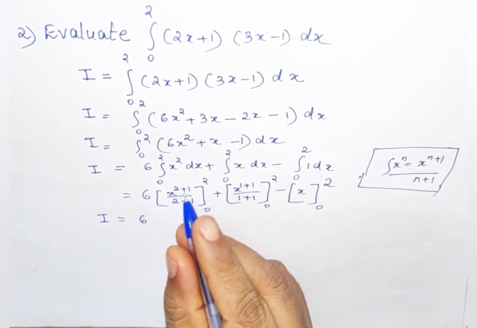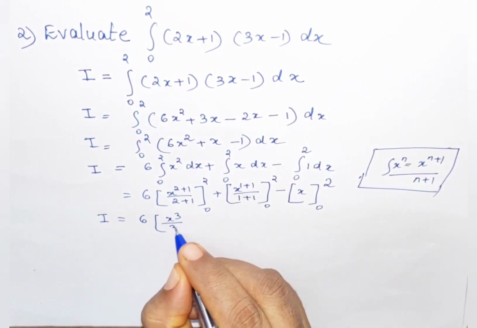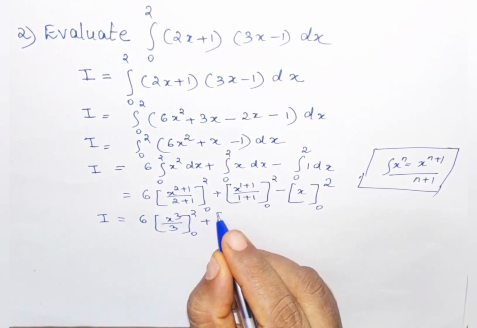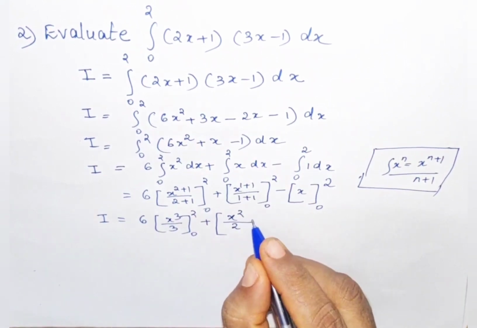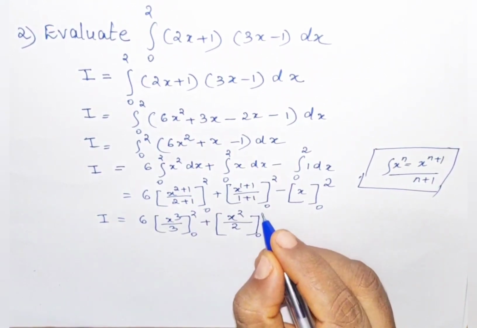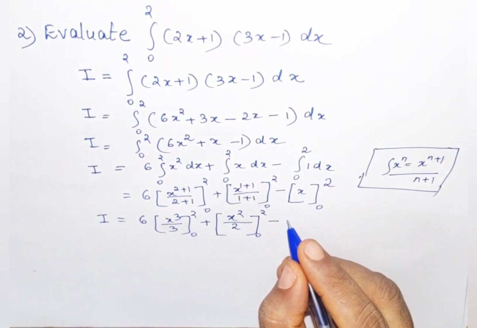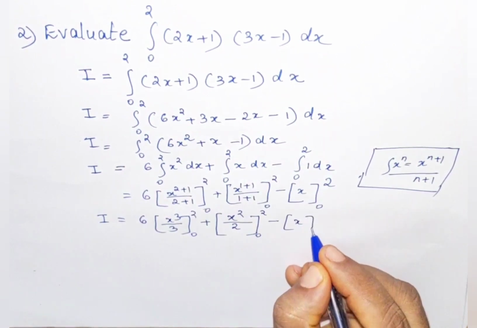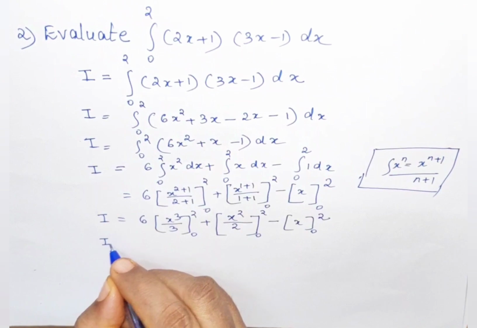Now I will become 6 into x to the power 2 plus 1 is 3, x to the power 3 by 3, limits 0 and 2, plus x to the power 1 plus 1 is 2 and 1 plus 1 is 2, and we have to write the limit 0 and 2, minus x, limits 0 and 2. Let us write the same term in this step, and let us evaluate it in the next step.